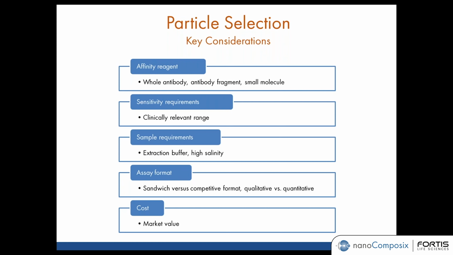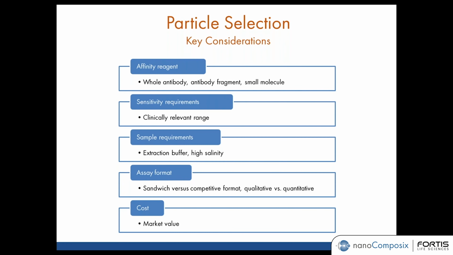Sample requirements are another factor to consider when choosing whether covalent or passive conjugation method is right for your assay. Covalent conjugates are significantly more stable in high salt environments, and the antibodies won't desorb under high protein or surfactant conditions.